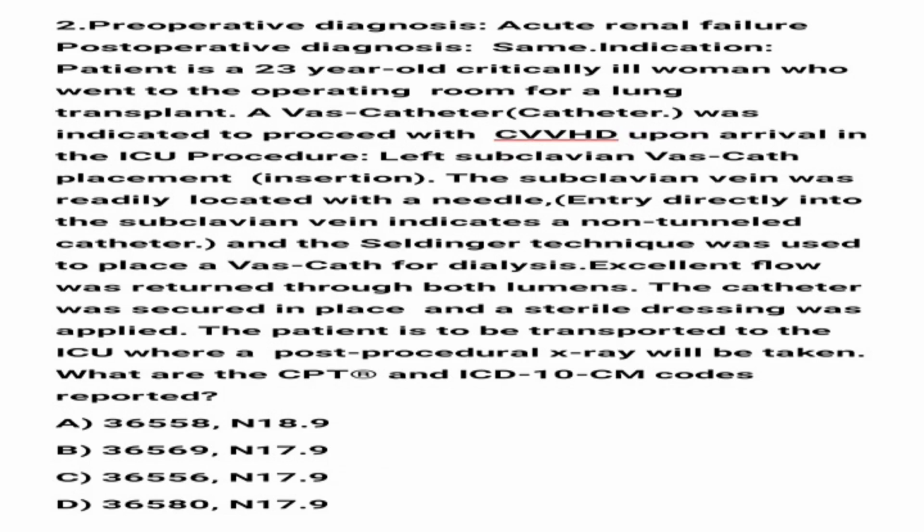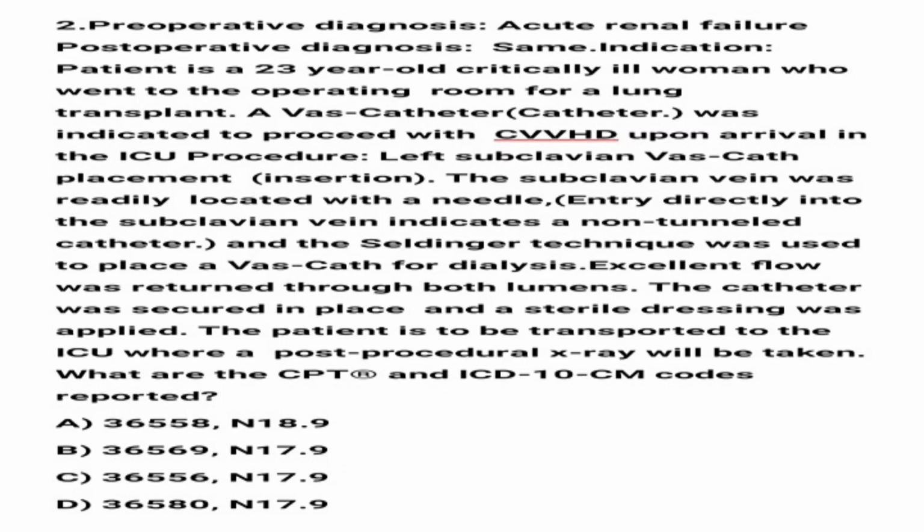We have to eliminate option A, because in option A the secondary code N18.9 is for chronic renal failure, so it's not the right code. Options B, C, D have the same secondary codes but the primary code is different. Let me check the primary code. Option B, 36569. This is for insertion of a peripherally inserted central venous catheter. So it's PICC related, but PICC is not mentioned in our question, so we have to eliminate option B.